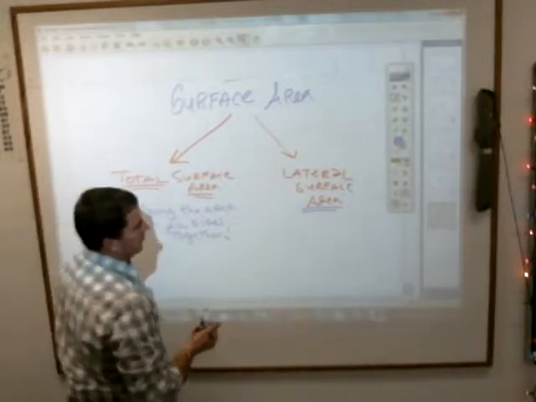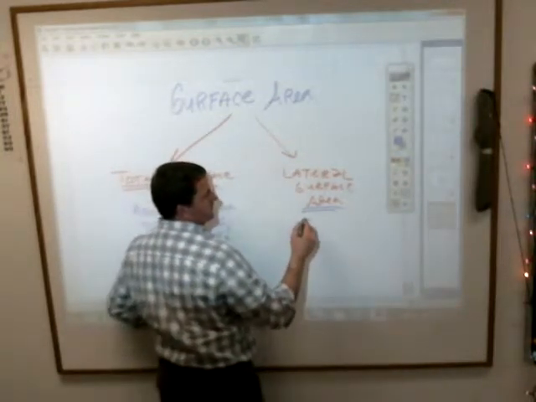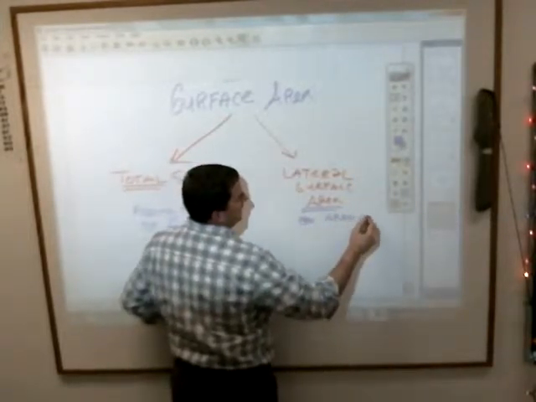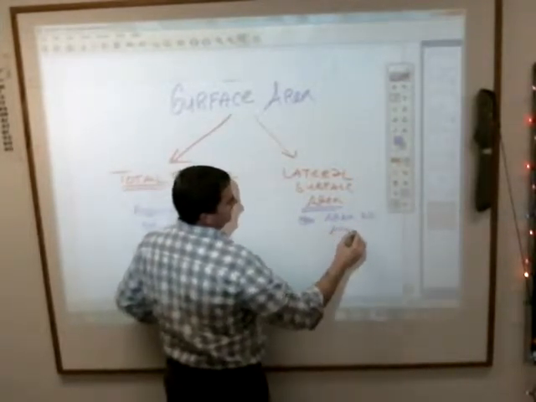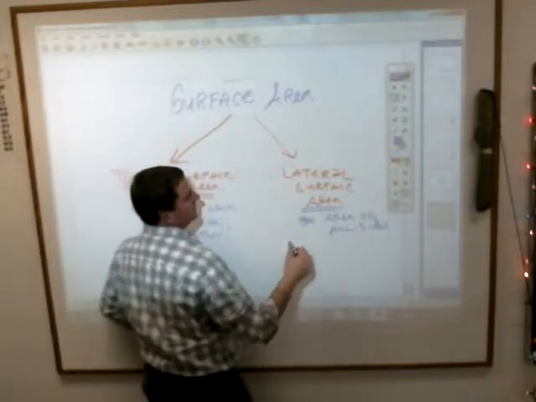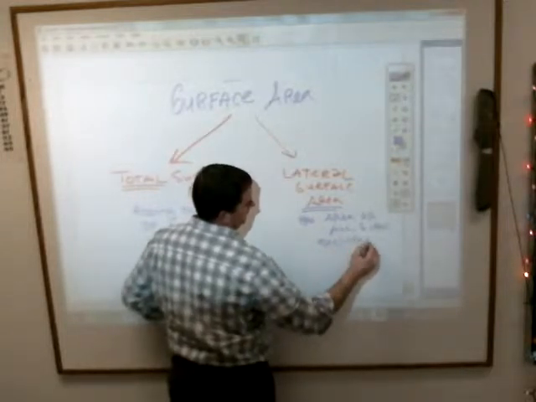The difference between total surface area and lateral surface area is that lateral surface area is just the area of all sides added together. So that doesn't make sense, does it? Excluding the two bases.